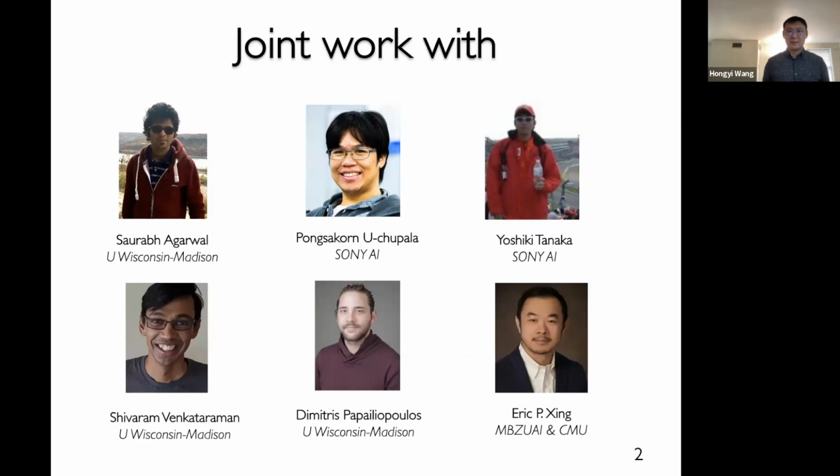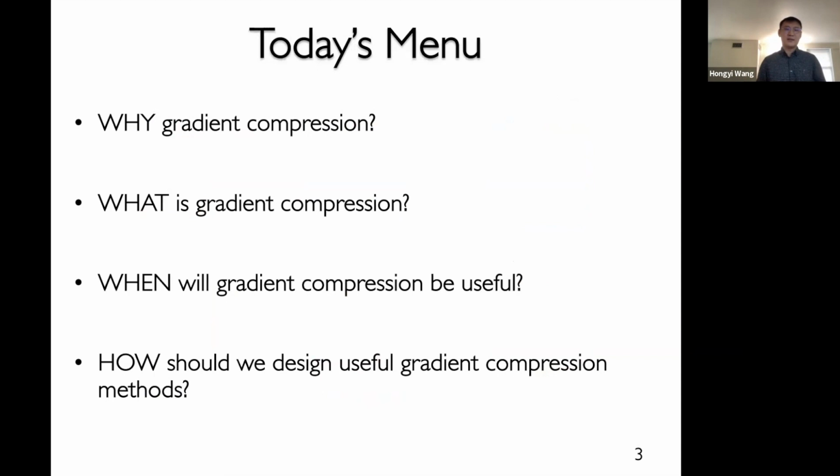What I will talk about today is mostly what we learned from working on gradient compression in the past few years. Basically, what's the main motivation? Why do we actually need that, and what is gradient compression? The order is a bit weird, but you will see that it makes sense in the main flow. And most importantly, when will that actually be useful? By useful, I mean when can that be deployed in a product or real system and attain meaningful speedup while preserving the accuracy of your machine learning algorithm. And how should we design the next generation of useful gradient compression methods?